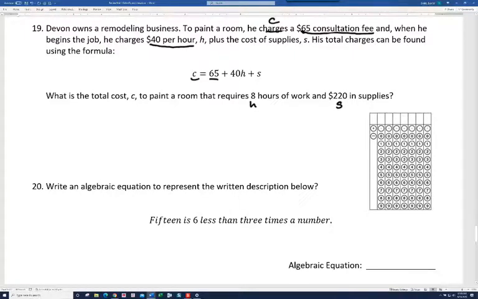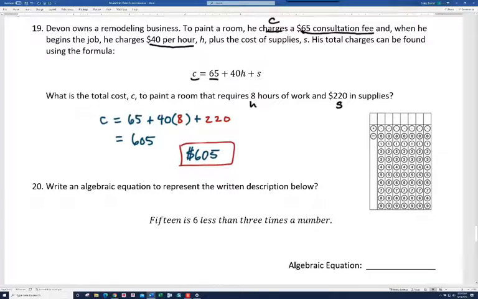And so let's go ahead and write our equation. It's the cost, or C, is equal to 65 plus 40 times H. Well, we just said H is 8, plus S, which here is 220. And so that's the equation you should get. And you can throw that into your calculator. You get 605. Remember, this is money, so it's actually $605.